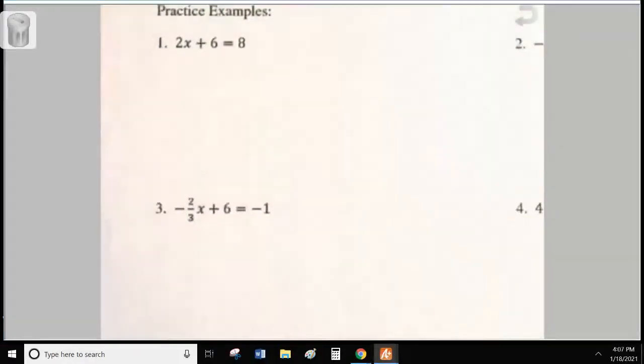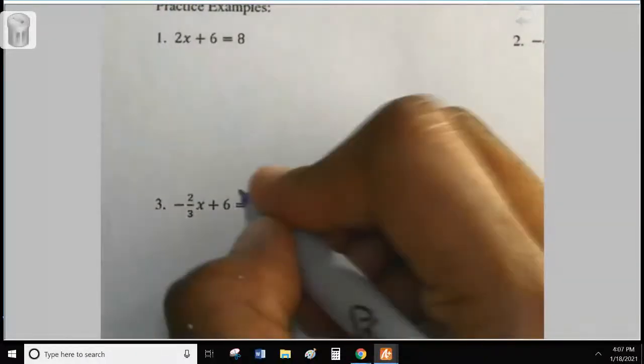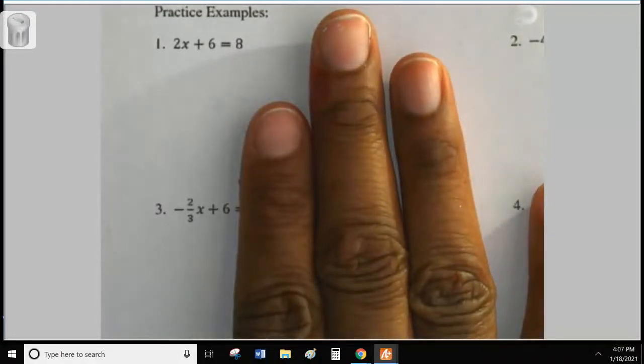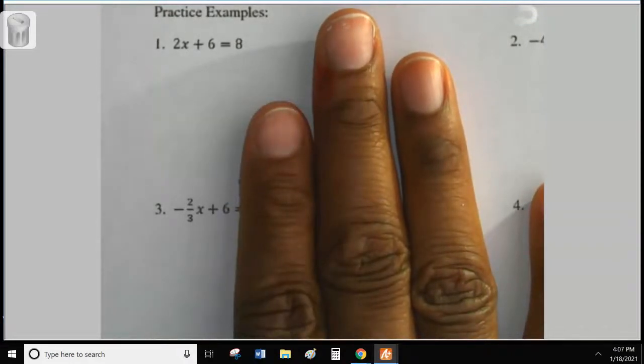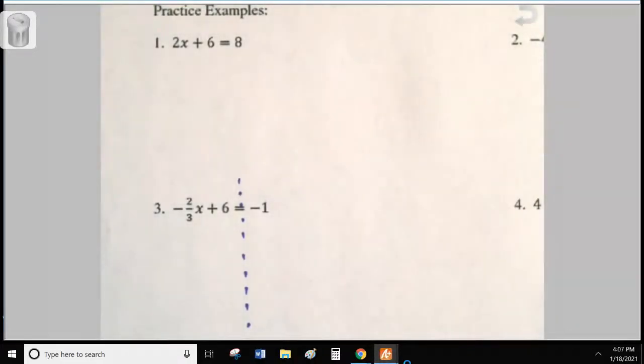Here is one that looks a little daunting: negative 2/3 x plus 6 equals -1. Again, the first thing we do is split it into 2 sides. Remember, we're only concerned about the side that has the x on it. We're not concerned about the side with the -1. The -1 will never move. We always want to get rid of the thing that's easiest to get rid of. Right now, that negative 2/3 x looks a little complicated. I'm not ready for that fight.